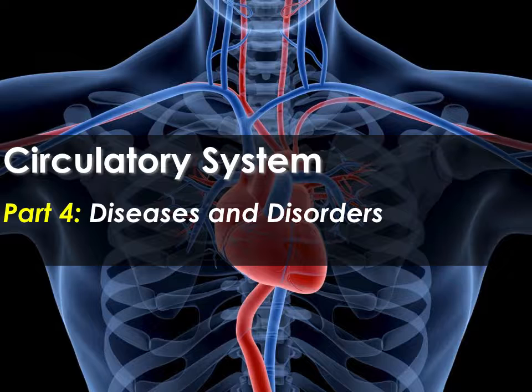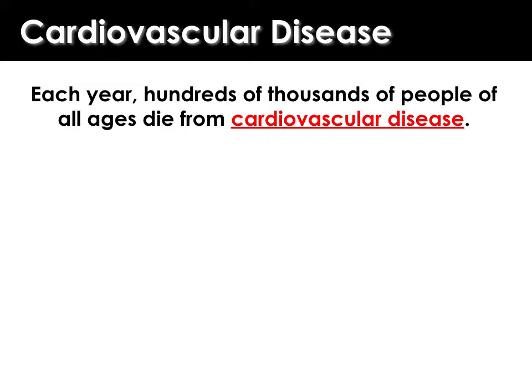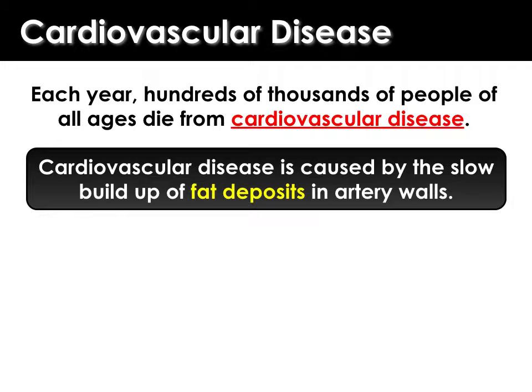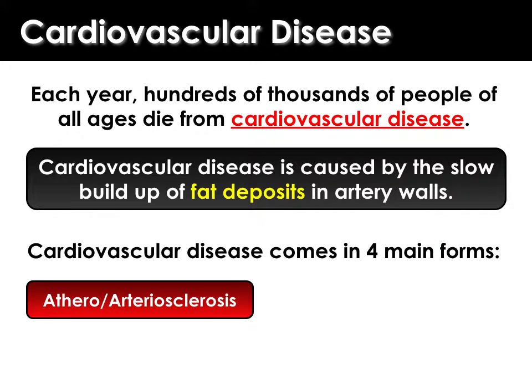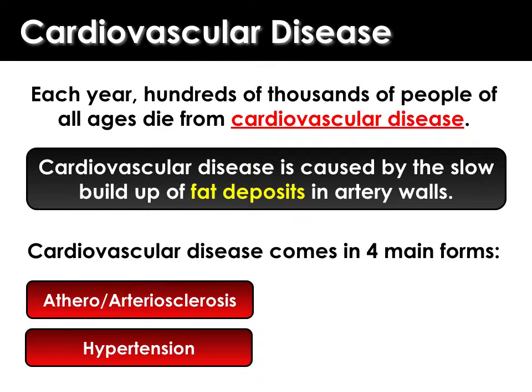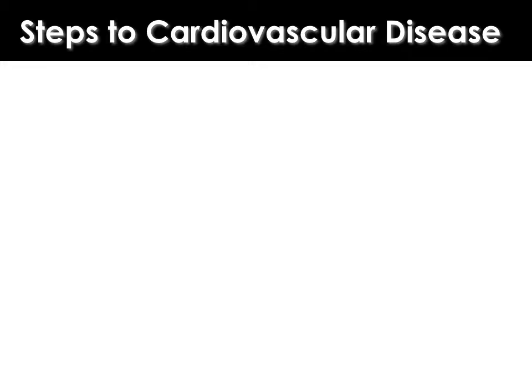Speaking of disorders and diseases of the circulatory system, every year hundreds of thousands of people from all ages will die of cardiovascular disease. Cardiovascular disease is caused by the buildup of fat deposits within the artery walls, and it comes in four main forms. You can have atherosclerosis or arteriosclerosis, hypertension, heart attack, and stroke.